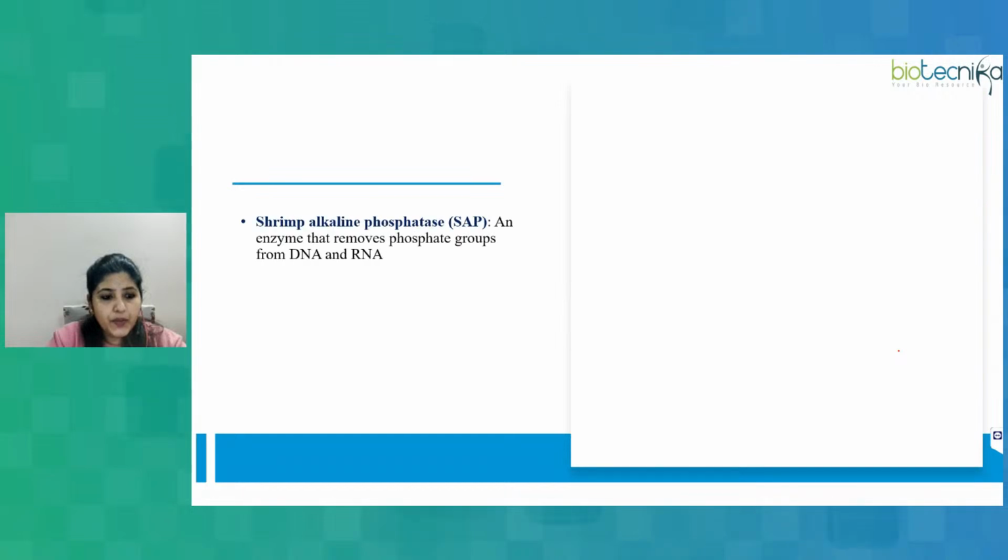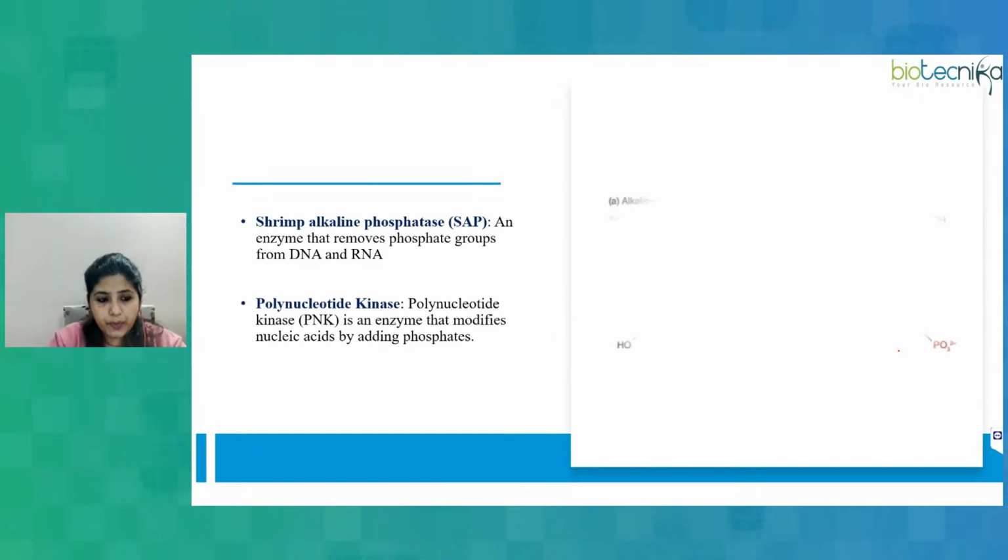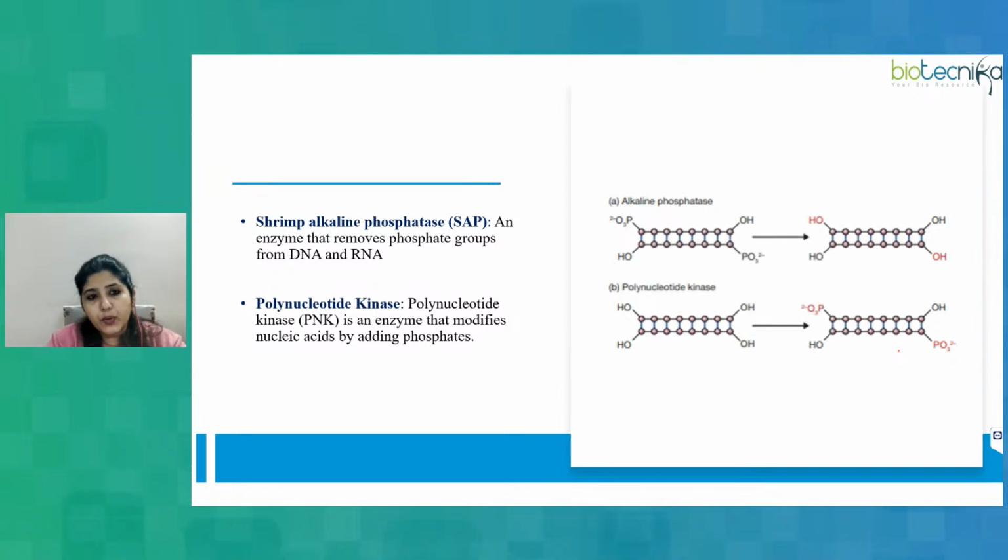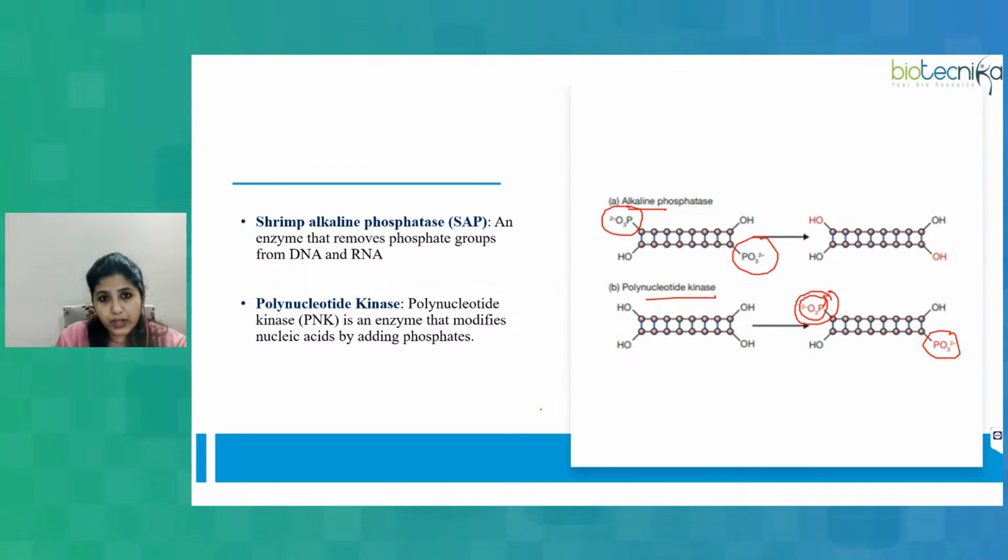Then coming to the role of shrimp alkaline phosphatase. It's a phosphatase enzyme, that means it will remove the phosphate group. And polynucleotide kinase just works opposite to that of alkaline phosphatase. It adds the phosphate group, and the phosphate group is added at the 5 prime end. So you can see alkaline phosphatase removes the phosphate group. And why alkaline? Because it works in alkaline pH. That is why the name alkaline phosphatase is given. And polynucleotide kinase works opposite to that of alkaline phosphatase. It adds the phosphate group.